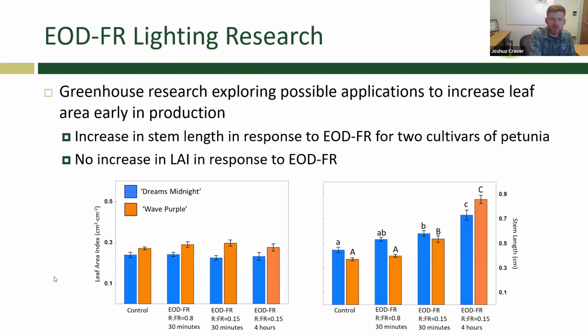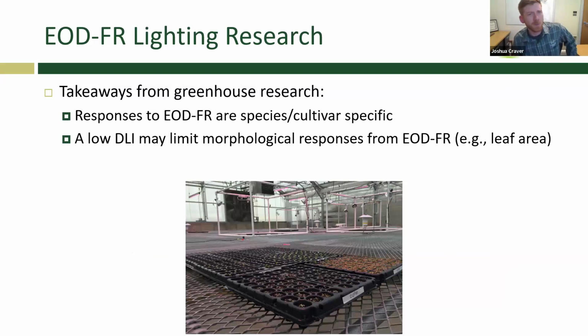And so what this led us to start to ask questions, and we saw this in many different species, similar responses, is first of all, we found that these end-of-day far red responses seem to be very specific to species as well as cultivar. They all respond slightly differently to these end-of-day applications. But specifically what we noticed in the greenhouse was that a low DLI may be limiting some of the morphological responses. And unfortunately, in this case, we were growing these plants in a greenhouse. We had a generally low ambient DLI that these plants received over the course of the study. In many cases, it was 5 or less. And so as a result, we may have just not been giving the plant enough resources to put some of those resources into leaf expansion.